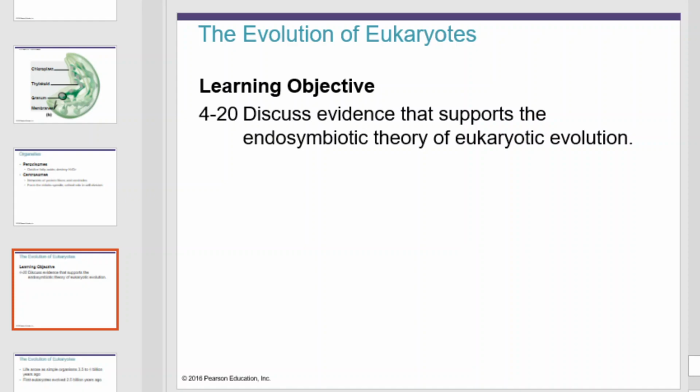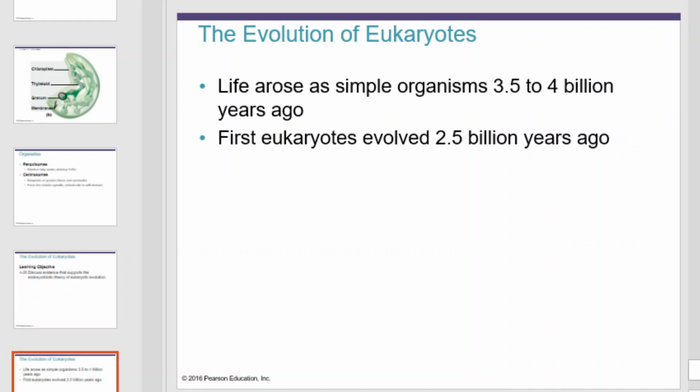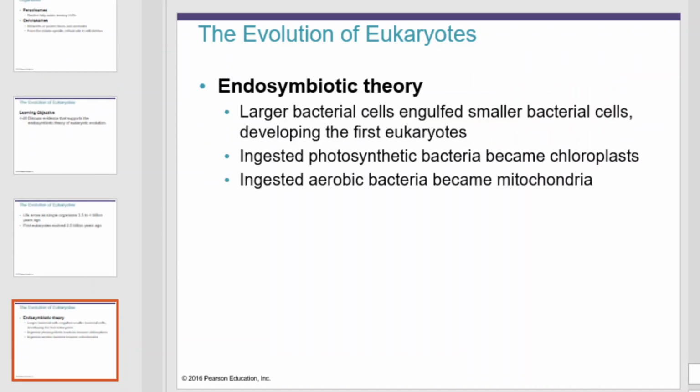Finally, we'll look at the evolution of eukaryotes. According to scientific theory, life arose as simple organisms 3.5 to 4 billion years ago, with the first eukaryotes evolving 2.5 billion years ago. According to scientific speculation, it is thought that bacterial cells, prokaryotic cells, inhabited the earth first, and as conditions changed, food became scarce, some prokaryotic cells turned to a form of cannibalism, ingesting other prokaryotic cells.